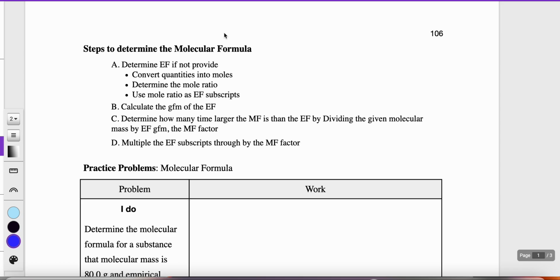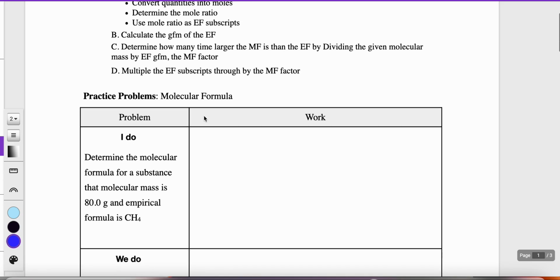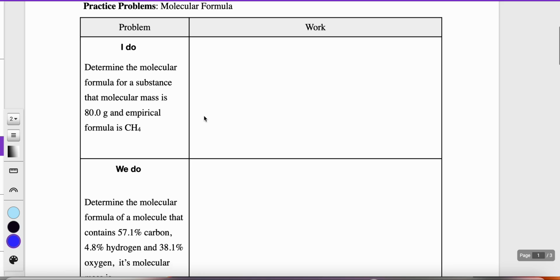106 and follow the steps to determine a molecular formula based on empirical data. So the steps are reasonably easy. You just need to make sure you are systematic in your approach. So let's take a look at the I do question here.